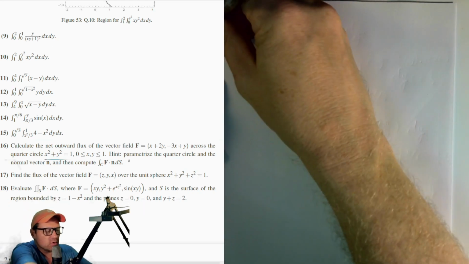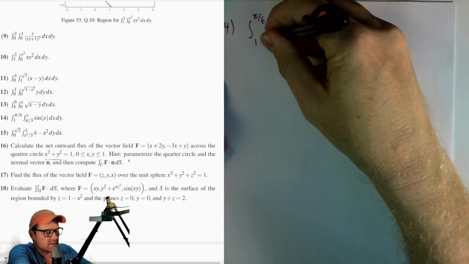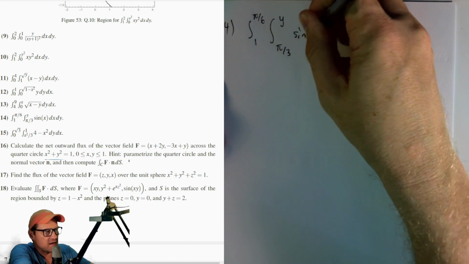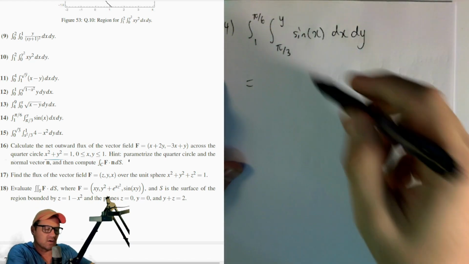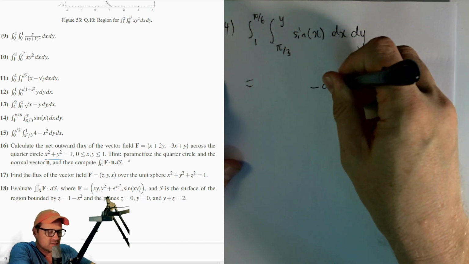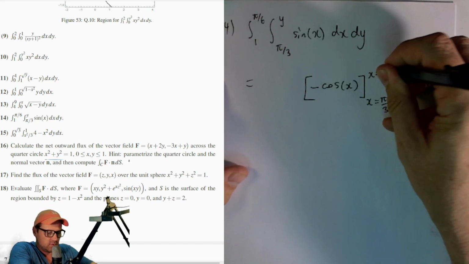There we go. Question 14, double integral, y goes from 1 to pi on 6, x from pi on 3 to y, sine of x dx dy. Okay, so integrating sine of x with respect to x gives minus cos of x. So x equals pi on 3 to x equals y.